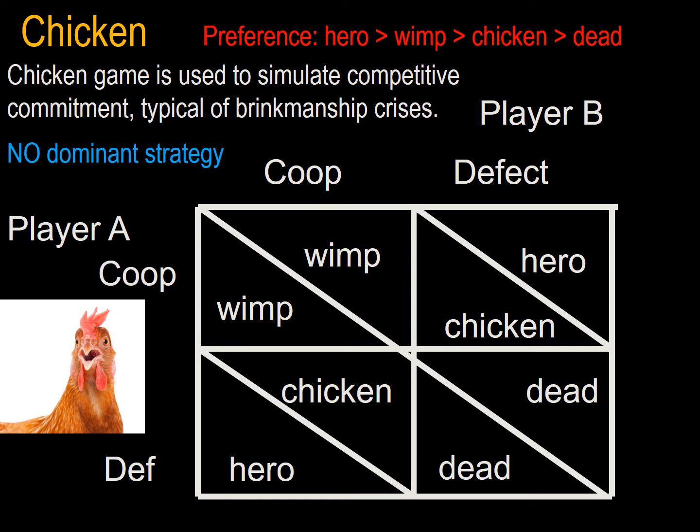Well, player A is going to go, well, I'm in the wimp category of cooperation. If I revert to a defection strategy, I'm going to go from wimp to hero. So player A is going to go from cooperation to defection and go to the hero. It's going to choose the defect strategy. Player B is going to do the same thing. They're going to choose hero over wimp and go to defect. And so we're back to the intersection of defection and defection where we've got mutual death.